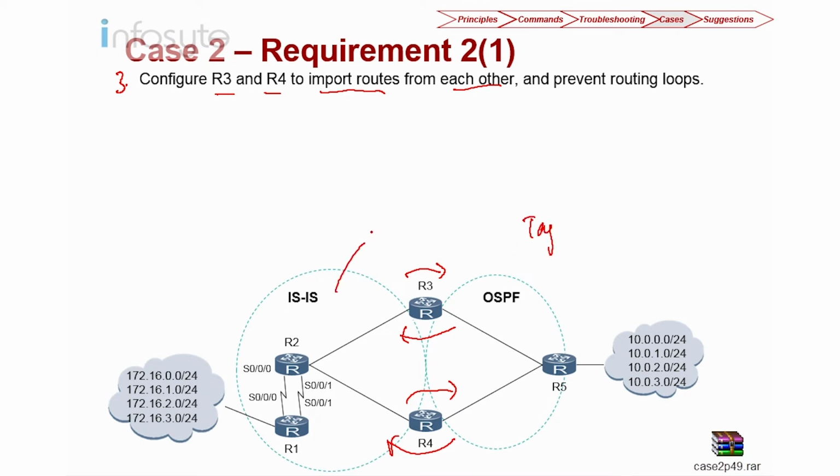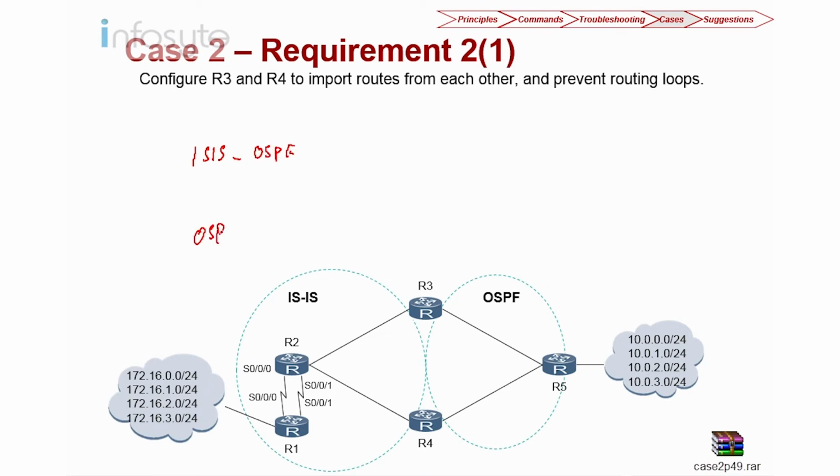Now remember, in ISIS, in your exam, once they ask you to do a tagging, remember that the metric style must be wide, or else the tagging will not work. Okay, now the strategy will be to tabulate out the tag. Alright, so I'm going to configure the route policy. First is the ISIS into the Ospf. Then I have Ospf into the ISIS.